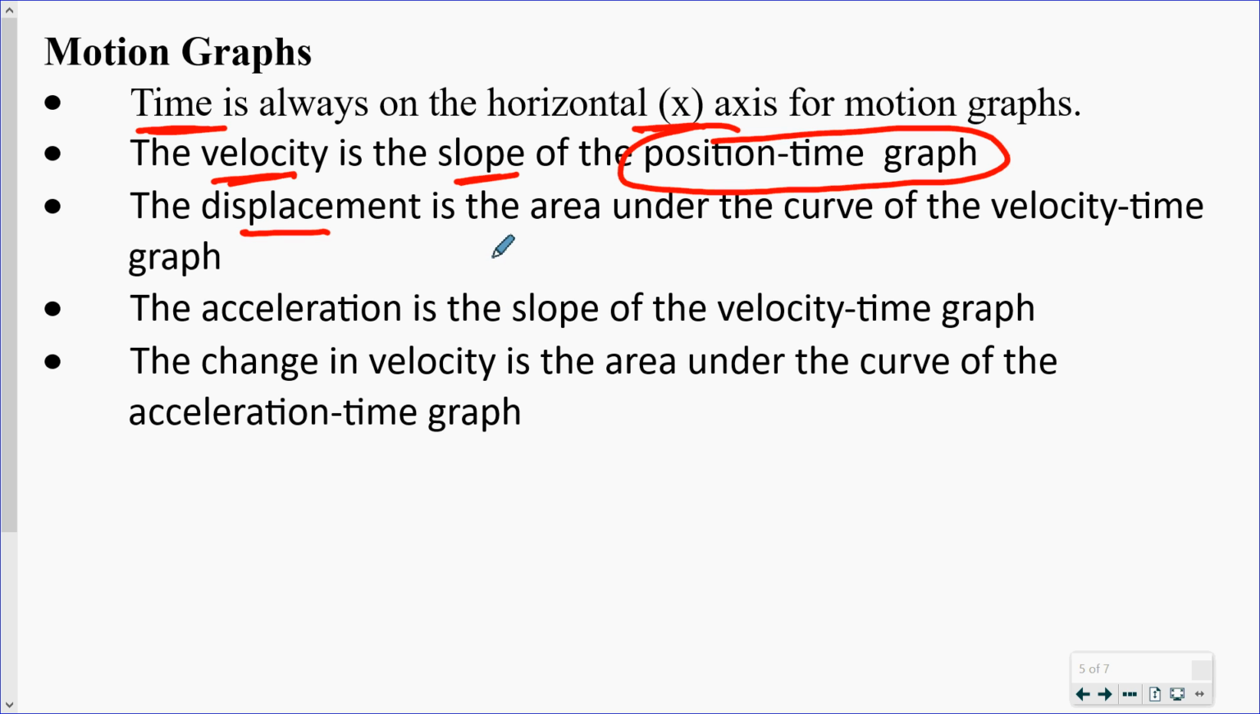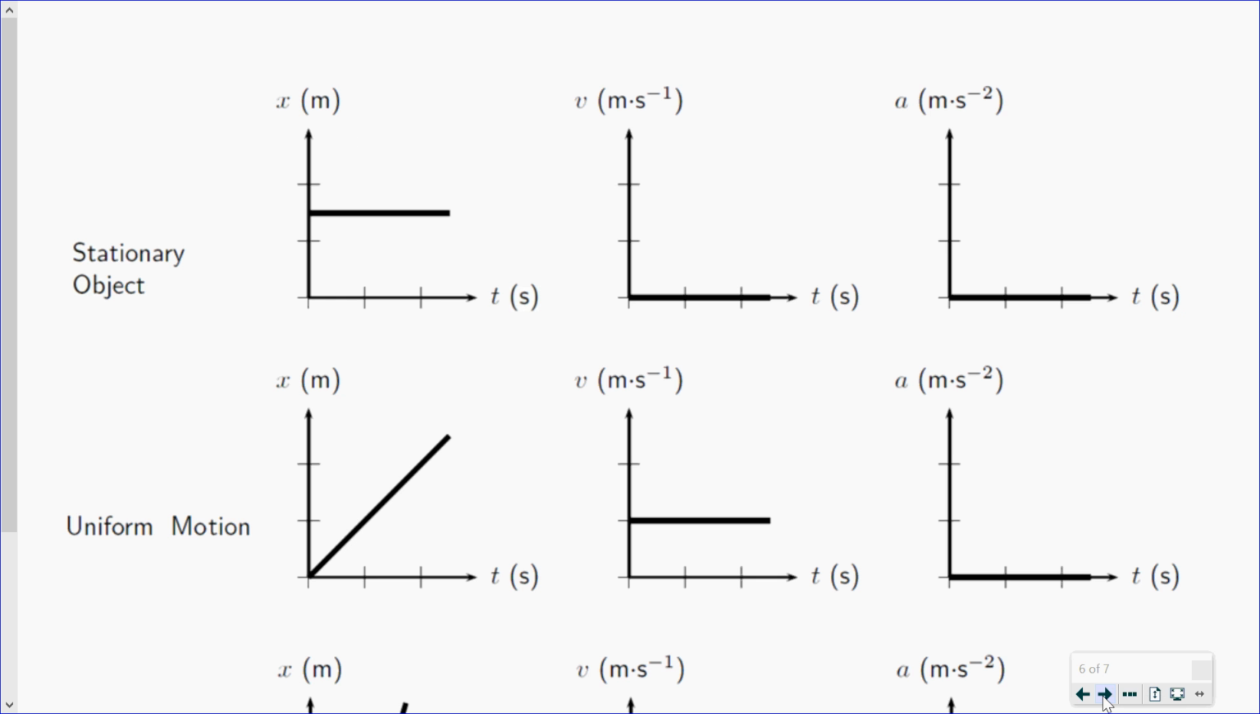Displacement is the area under the curve for a velocity time graph. Remember that work was the area under a force distance graph. Acceleration is the slope of a velocity time graph. And the change in velocity is the area under the acceleration time graph. So let's take a look at a few of these graphs here.